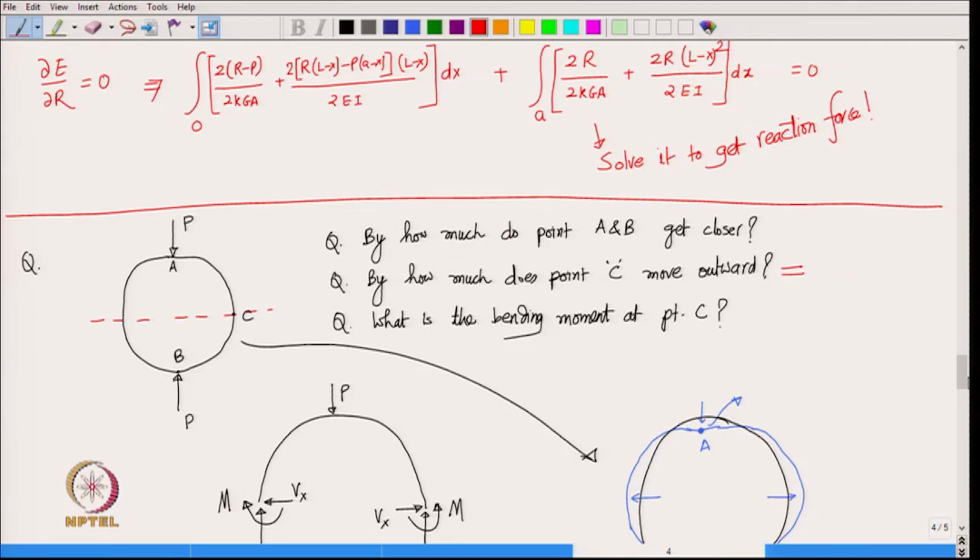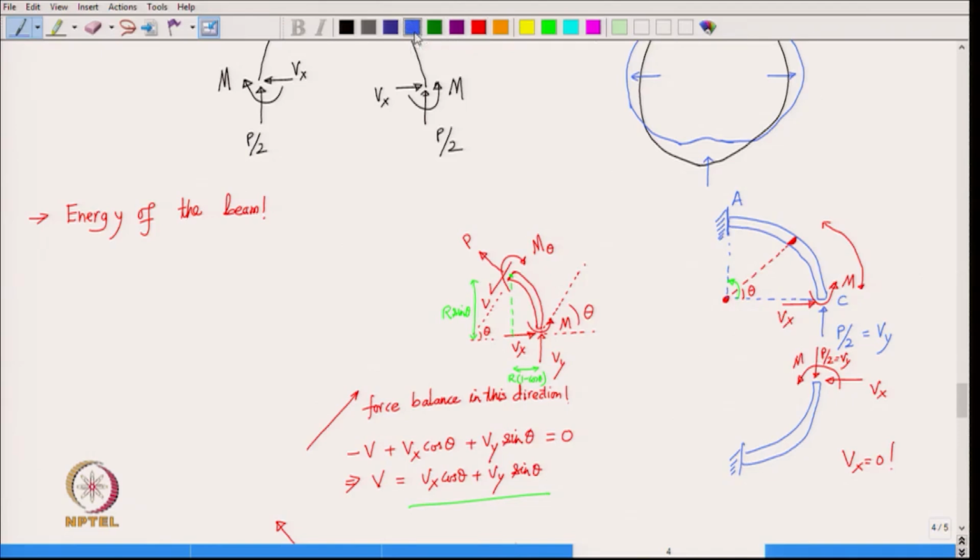Likewise, you can also find out by how much do the points A and B get closer. What would that really be? That is actually half of by how much do points A and C get closer along the vertical line, is not it? So, for the quarter ring problem that we have here, we have clamped point A. So, that means now point A is not moving, but point C is going to move. So, movement of point C in the vertical direction is indeed the half of how much points A and B get closer, is not it?